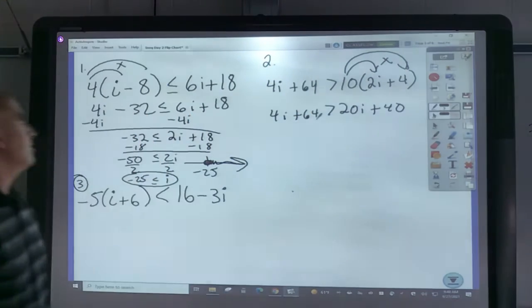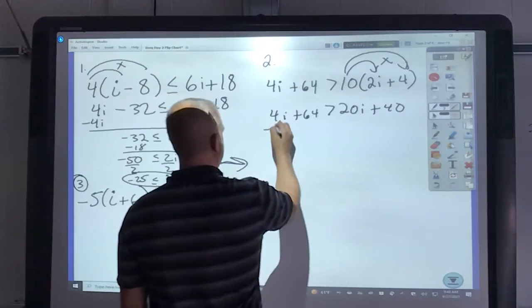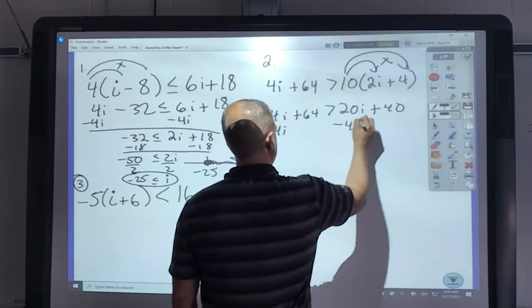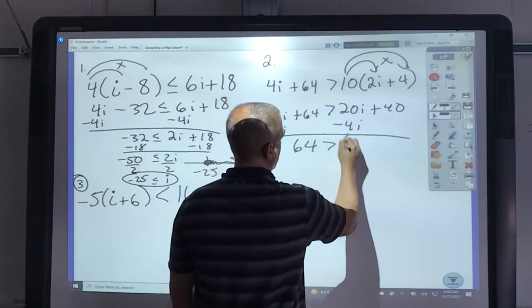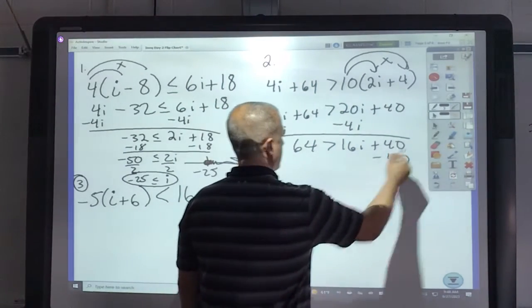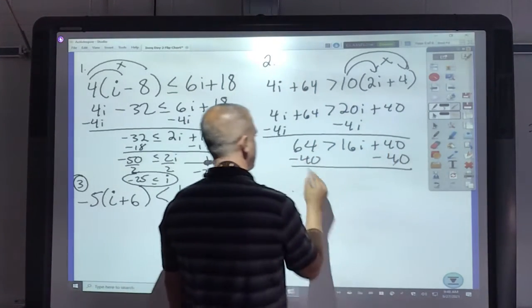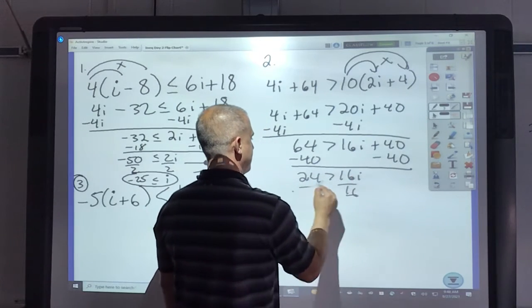So what's going to be the smaller of those two? The smaller of the two variables would be the 4i. So subtract 4i, subtract 4i. So I got 64 greater than 20 minus 4, which would be 16i plus 40. Subtract 40, subtract 40. That's going to be 24 greater than 16i, divide by 16.